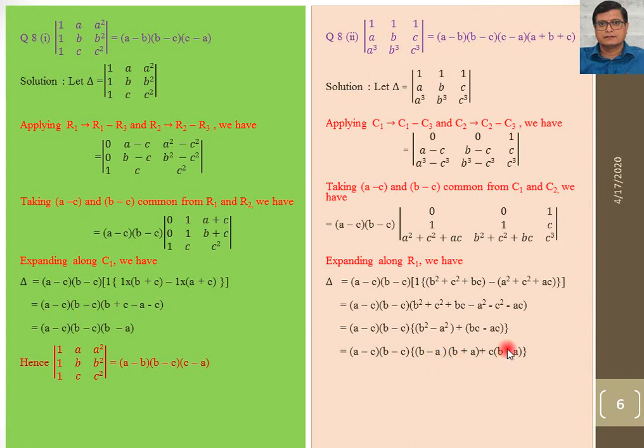Now b minus a is common in these two terms, so we take b minus a common. So inside the bracket we have b plus a plus c. So the final answer is, since it is b minus a, we take minus sign common from here. A minus c, we take minus sign common from here also. Then we have the required answer: (a minus b)(b minus c)(c minus a)(a plus b plus c). So these are the solution of first and second part of question number 8.